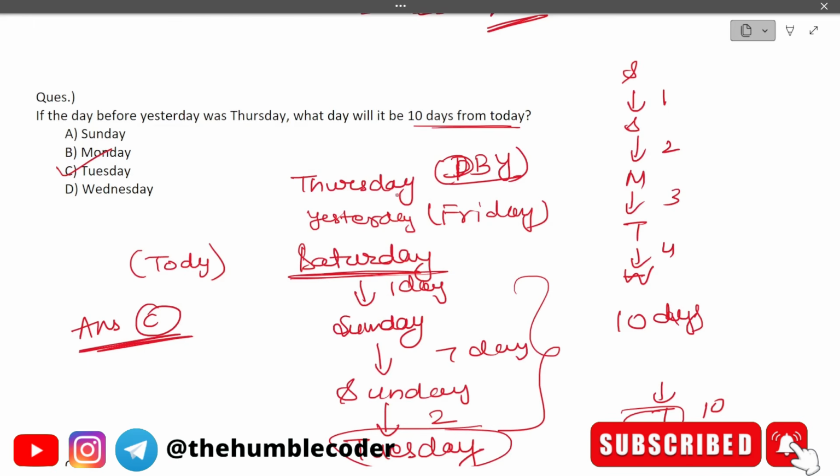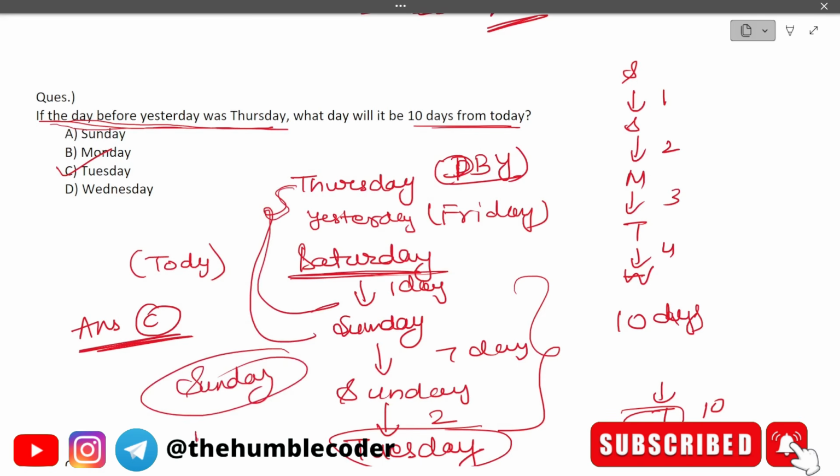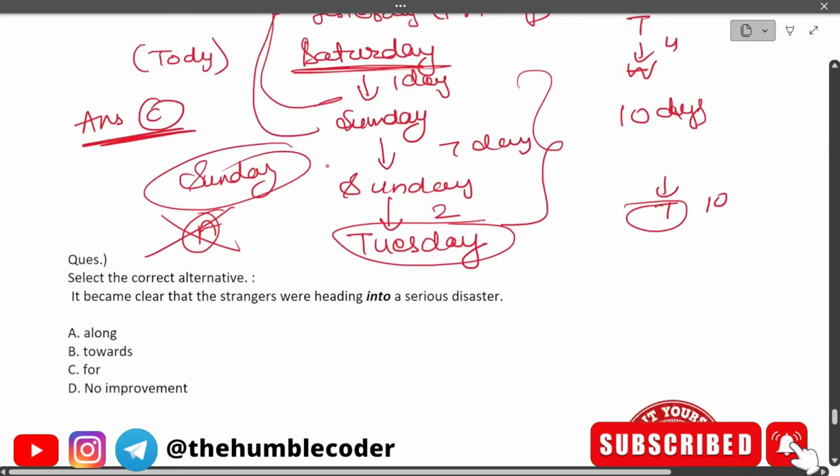One important factor in this kind of question is that they try to confuse you with a statement like this. They say that the day before yesterday was Thursday. So many students will try to count 10 days from Thursday, and they will reach Sunday, and then they will think Sunday is the correct answer and mark option A. But no, option A is not correct, because you have been asked to find the 10th day from today. Today is Saturday, so the 10th day from today is going to be Tuesday.